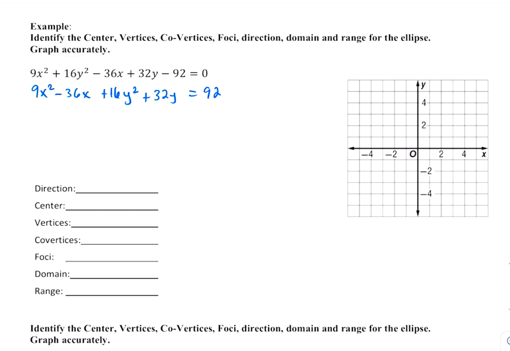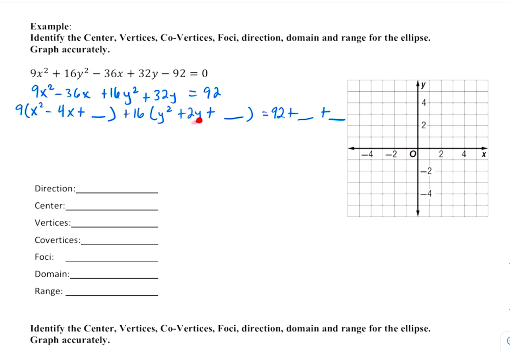So just like with our parabolas, if this is not a positive 1, we're going to have to factor this number out from both of our x terms. And then we'll need to factor this number out from both of the y terms, and then leave space to add in our own number. So for the x's, factoring out that 9 will give me x squared minus 4x plus blank. And then I need to factor the 16 out of the y terms. So plus 16, and then parentheses, y squared plus 2y plus blank equals 92 plus blank plus blank.